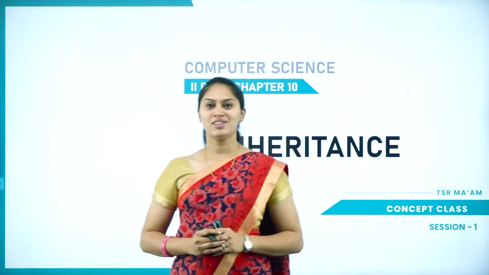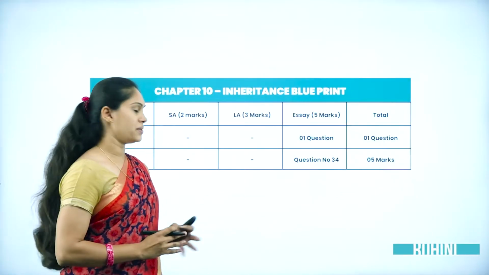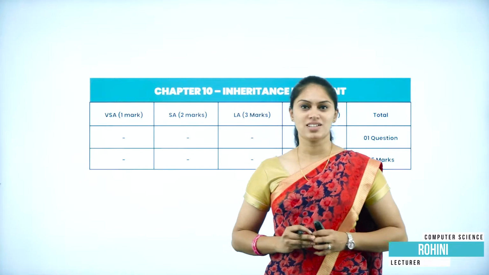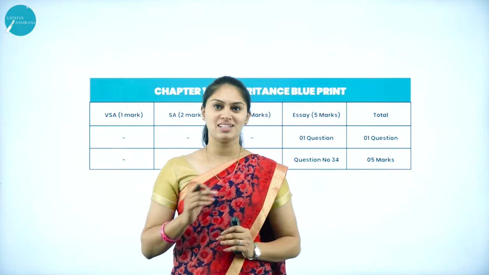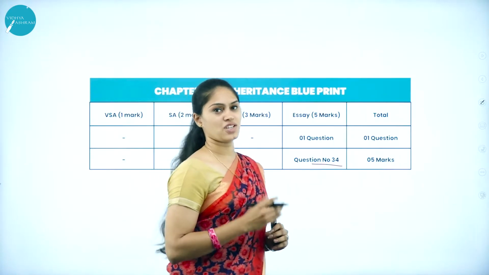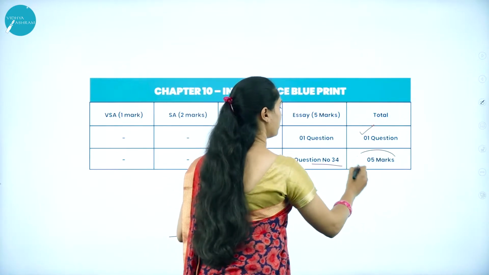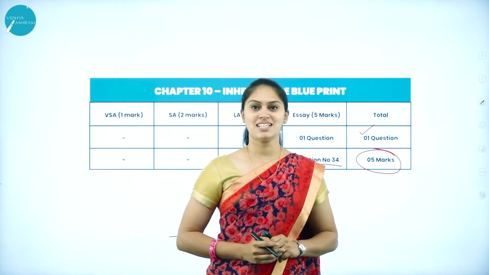So before getting into the inheritance chapter, let me give a blueprint for this chapter. In this chapter, you are going to get one 5-mark question, so you must concentrate on the 5-marks question from this chapter. That is question number 34 in your examination question paper. You are going to get only one question, for 5 marks, regarding the blueprint of the inheritance chapter.